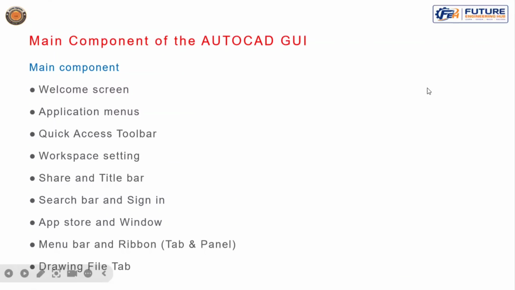Yeah. So what are the main components? Welcome screen, application menu, toolbar, workspace setting, share and title bar, search bar and sign in, app store and window, menu bar and ribbon, drawing file tab. Copy in the notebook. Main components of the GUI.